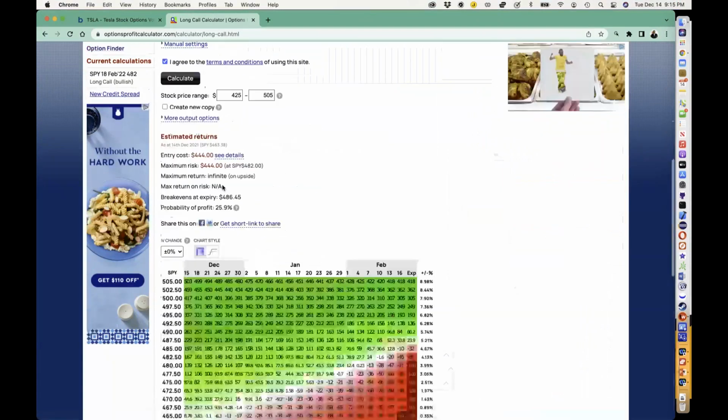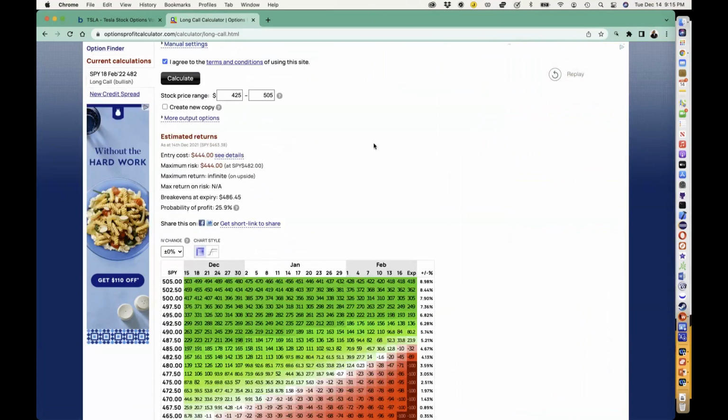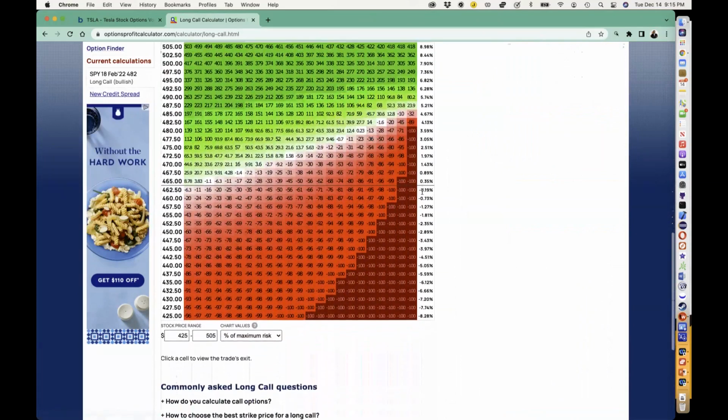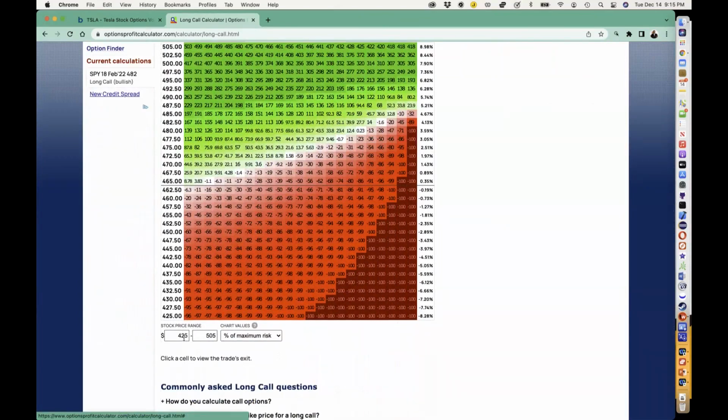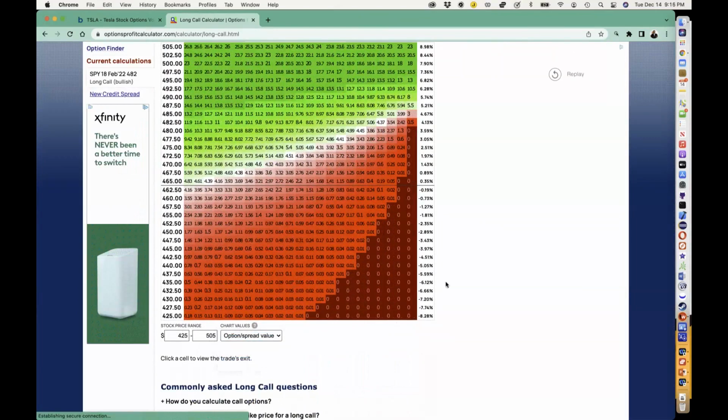The price of the option was $4.44 today. And this actually simulates how your option value changes based on how the price of SPY moves. So if you scroll down a little more, you see the chart values, there are these three little boxes. The last box, instead of percent of maximum risk, put the drop down there. Select spread value, the last one. There you go.